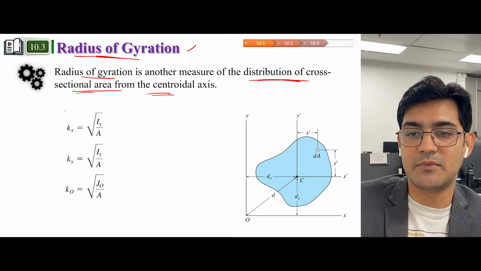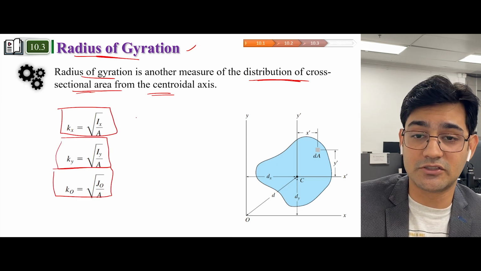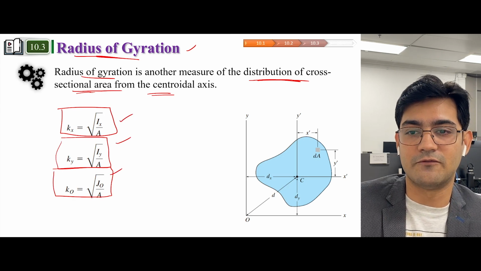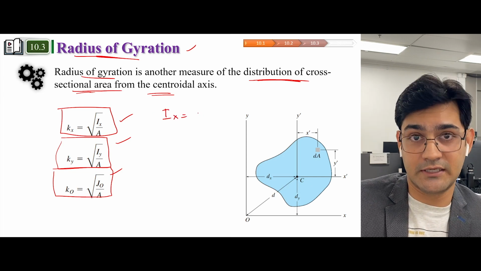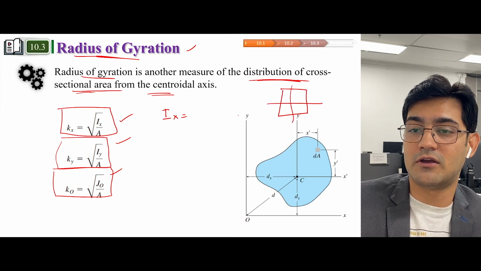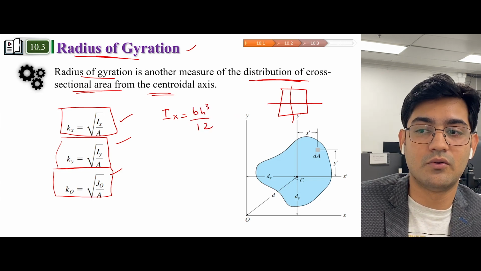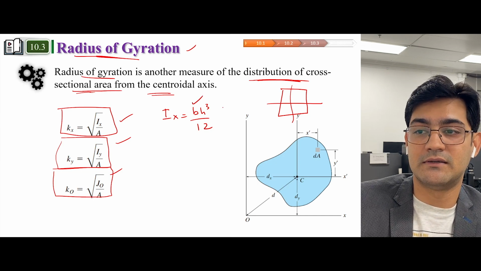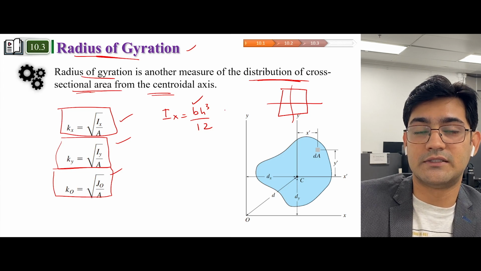Radius of gyration can be calculated by these formulas if we want to calculate radius of gyration along x-axis, y-axis, or the polar moment of inertia. Let's just take an example of a rectangle again. The moment of inertia of this rectangle is bh cubed by 12. If you try to take out the units, the unit of b, if I want to take the units in SI system, is a unit of length.